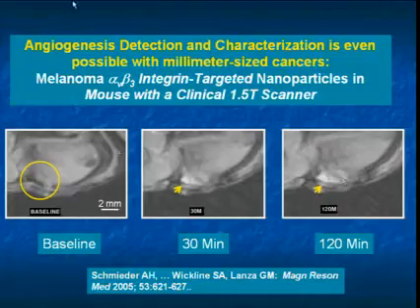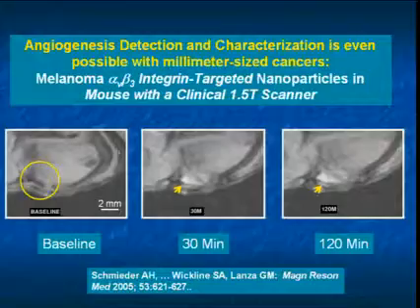an animal scanner. It was done at 1.5 Tesla, which at the time was the most common clinical scanner and still is today for use for cardiac MR and other MRI.